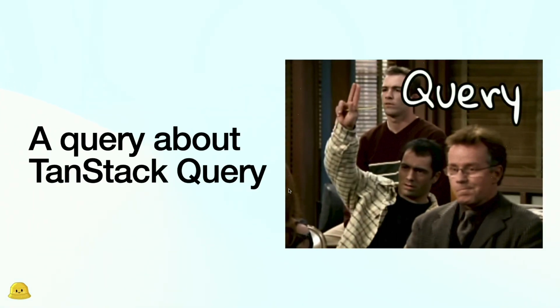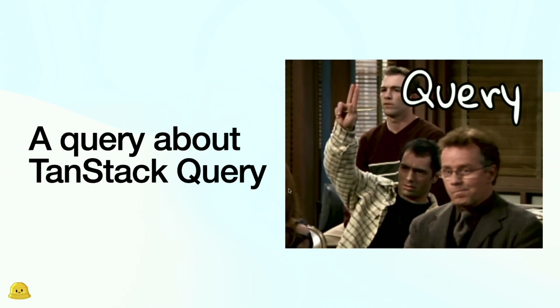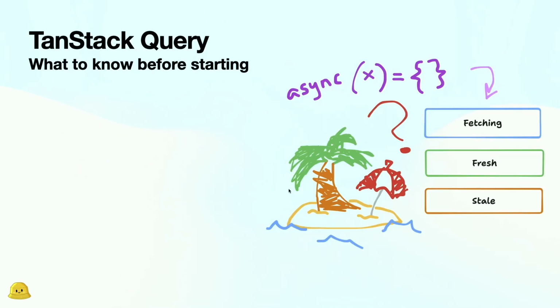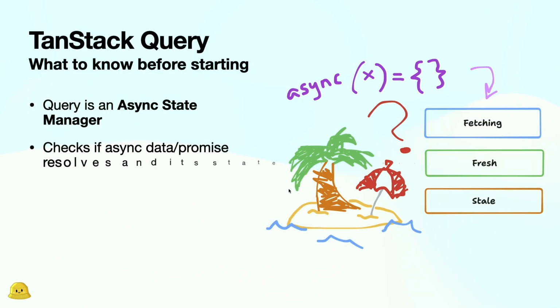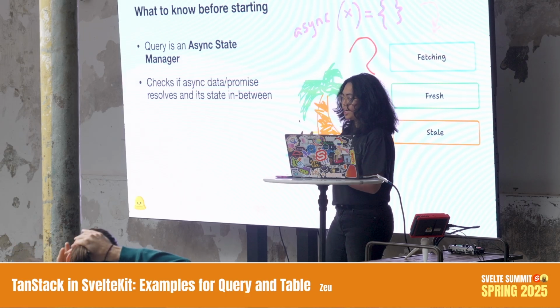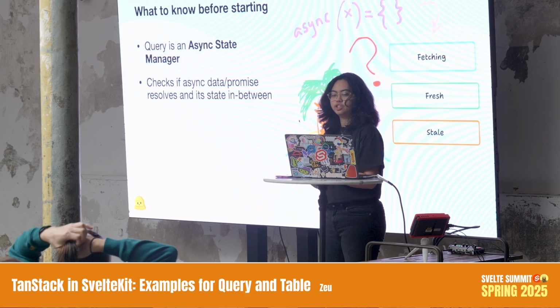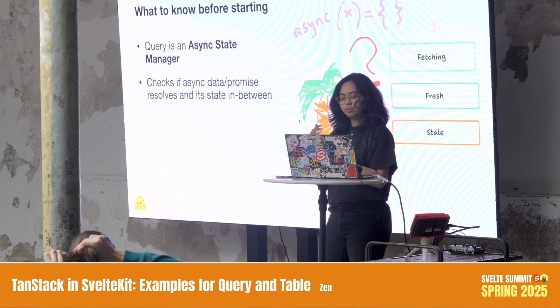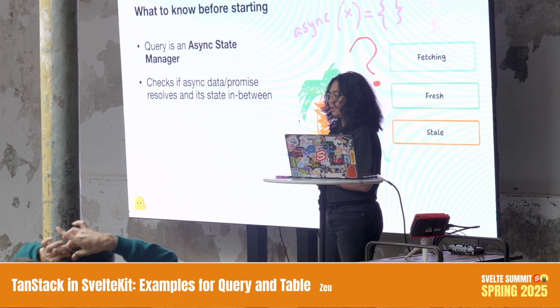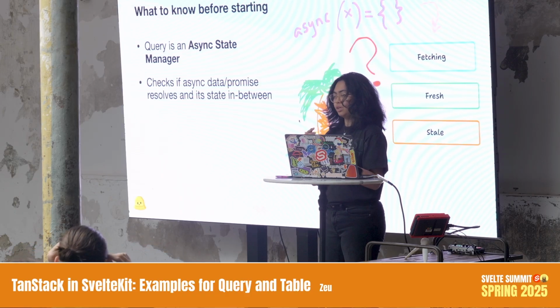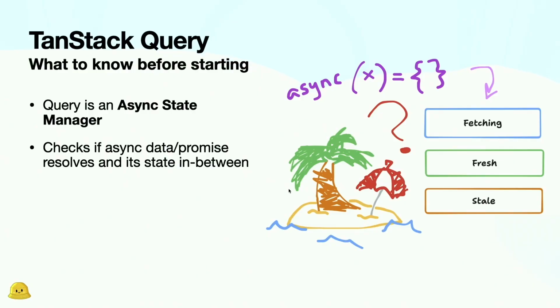First, Query, a really popular library. What even is it? Query is an async state manager. That basically means that it checks whatever function you give it, checks if the async data and promises resolve or error out, and the state in between, whether or not you're in the middle of fetching it, fetching the next page, etc.